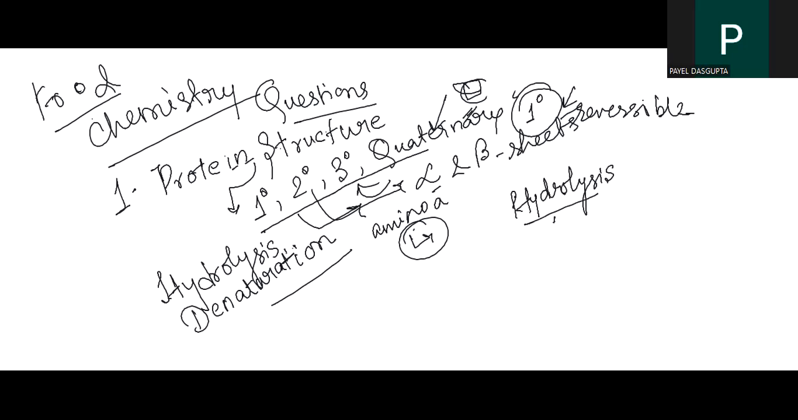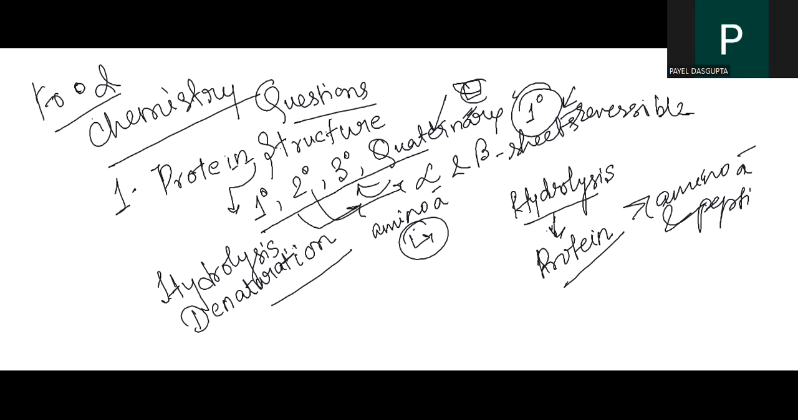Hydrolysis, what will it be doing? When the protein gets hydrolyzed, it affects the main peptide bond, and it gets hydrolyzed into amino acids and peptides. So it affects the primary structure, and the protein gets hydrolyzed into these subunits. Whereas the uncoiling or unfolding of the structure of proteins into tertiary or secondary will lead to denaturation of protein.